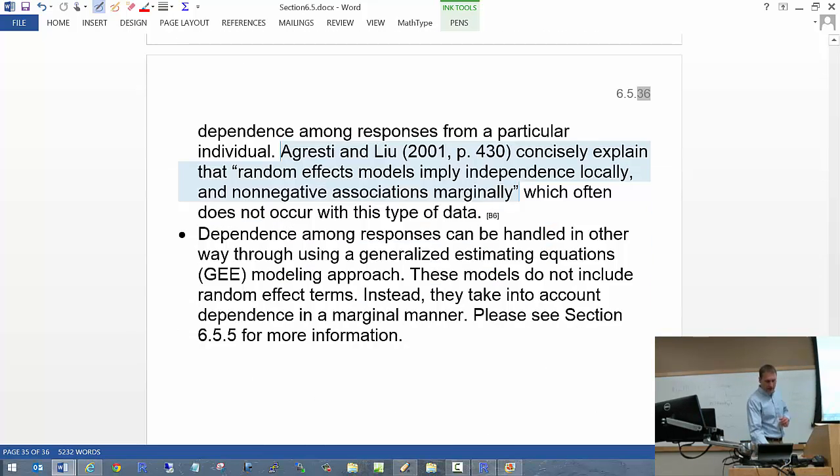And lastly, another way to handle dependence amongst the responses is talked about in section 6.5.5 using things called generalized estimating equations. Just a little bit of a different way to look at some of these issues. Okay, so that completes section 6.5.